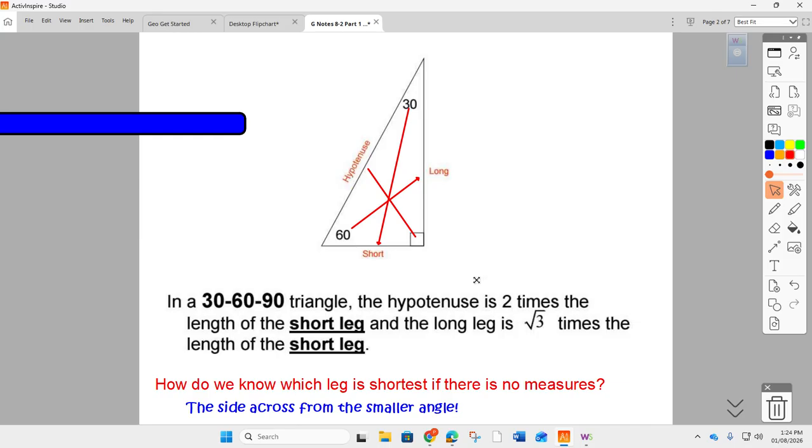All right, the side across from the smaller angle is the shortest. Well, actually, you're going to have to write "is the shortest," Sharad, otherwise it won't make any sense there. And we're really only talking about legs. We know the hypotenuse is always the longest side on a right triangle.